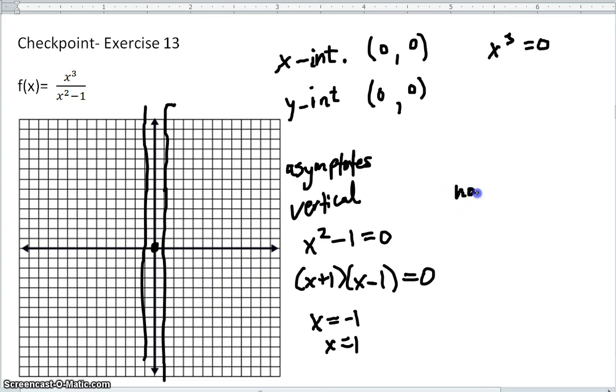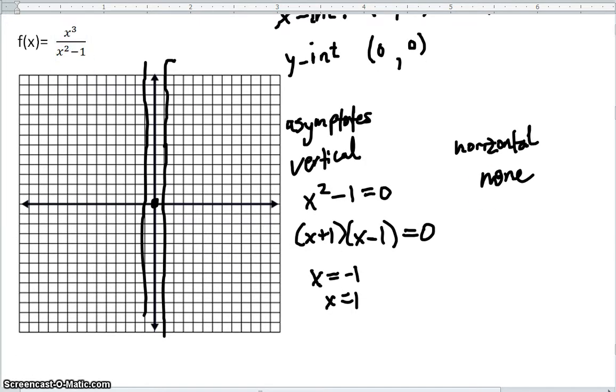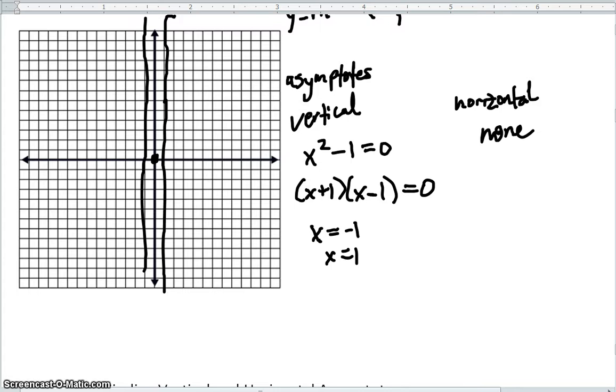In terms of horizontal, if you notice, we have a degree 3 over a degree 2. So the degree in the numerator is bigger, which means there are no horizontal asymptotes. Now comes the hard part, because this is going to require you looking at stuff from 4.2. The degree in the numerator is exactly one more than the degree in the denominator. So that indicates the presence of a slant asymptote.